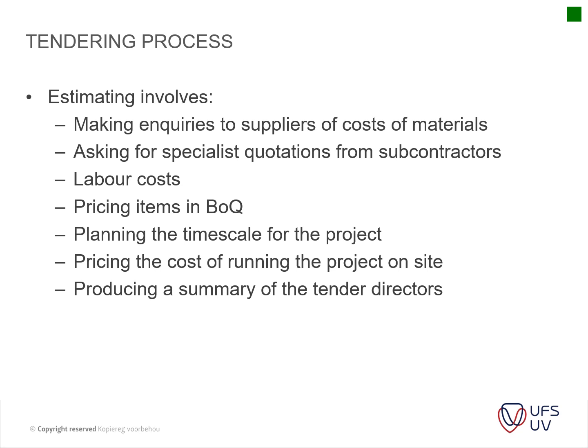Then estimating involves the following. Your estimator will usually make inquiries to suppliers and cost materials. As soon as they receive their tender documents, they will start inquiring about the suppliers and materials. They will ask for quotations from subcontractors. They will look at labor cost. They might get costs from labor-only contractors. And then they price the items in the BOQ. Obviously they do receive the items back, and I think there's another slide that we'll talk about that.